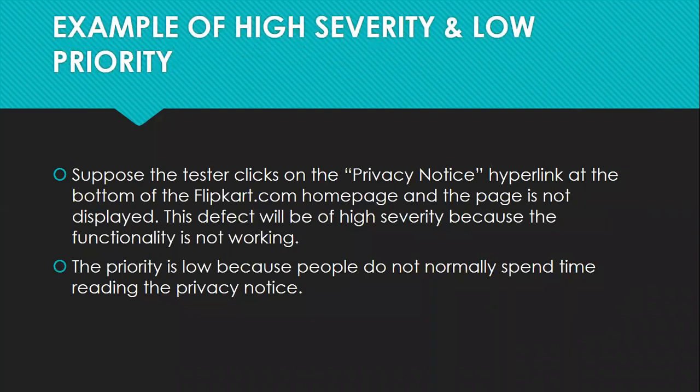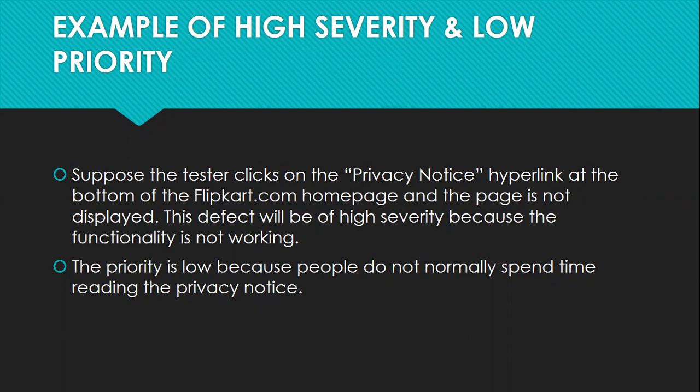Now let's come to the examples of high severity and low priority. There are basically four types of examples that you would be asked in an interview. These examples would be based on high severity low priority, high priority low severity, high severity and low severity, and high priority and low priority. So there are four combinations that I have made in this video. Let us start with the first example of high severity and low priority.